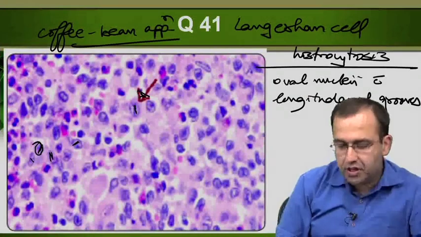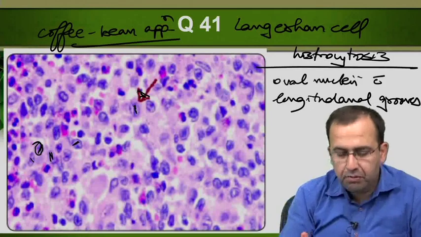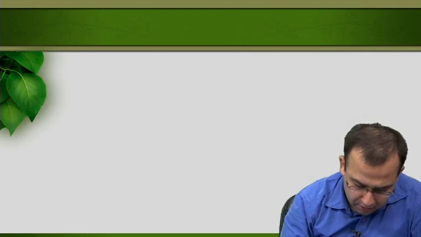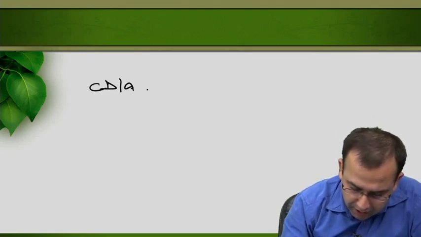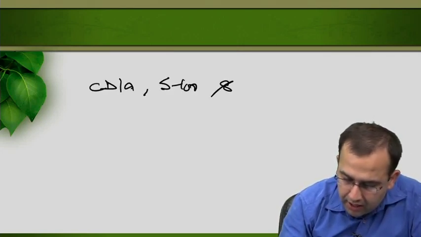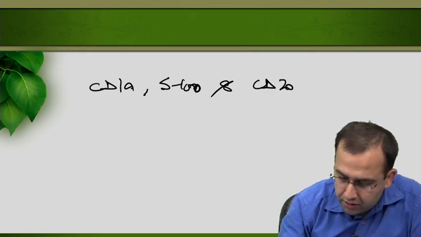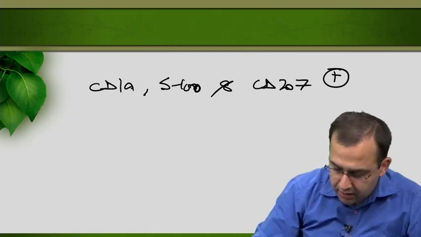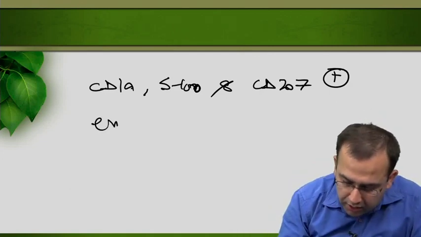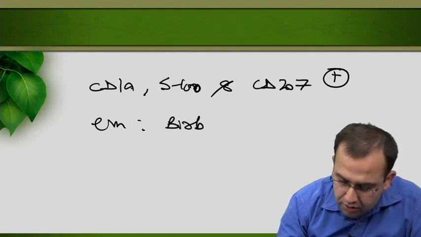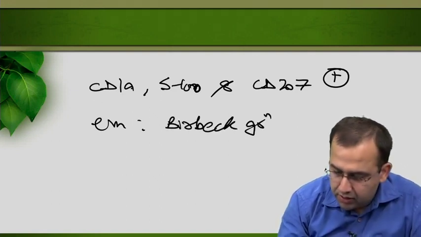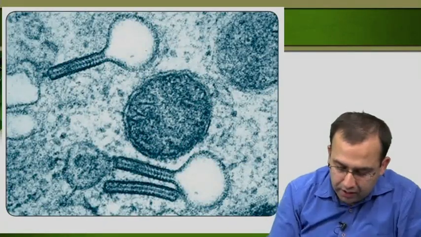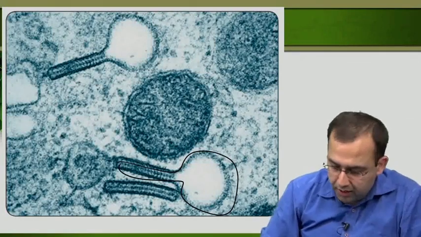Langerhans cell histiocytosis. So the question can very well be, what is the marker seen in Langerhans cell histiocytosis? Answer: they are CD1a, S100 and CD207 positive. On electron microscopy, it is associated with Birbeck granules, giving it the classical tennis racket-like appearance.